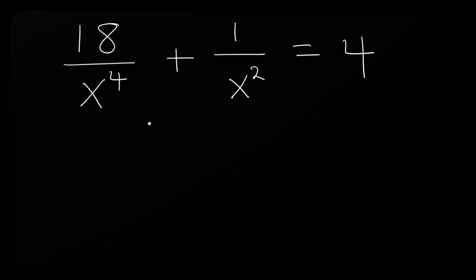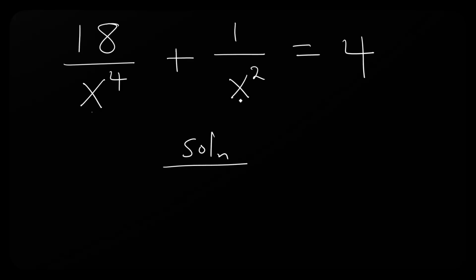Let's solve for x from here. Given 18 over x to the power 4 plus 1 over x squared equals 4. Solution. Okay, so what we are going to do here is to find the LCM of this and that.